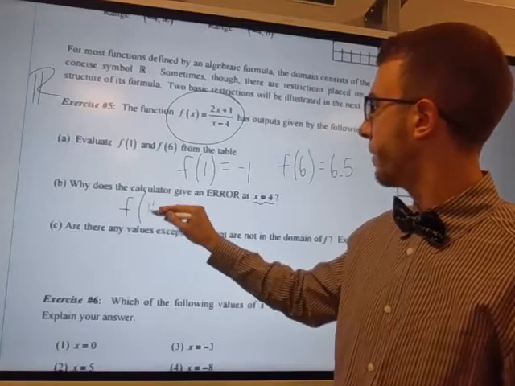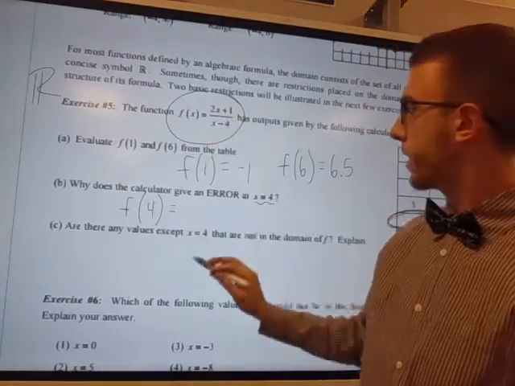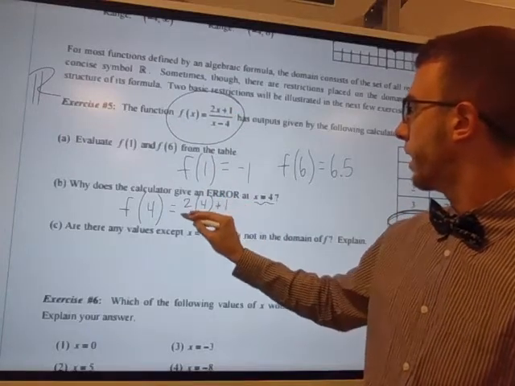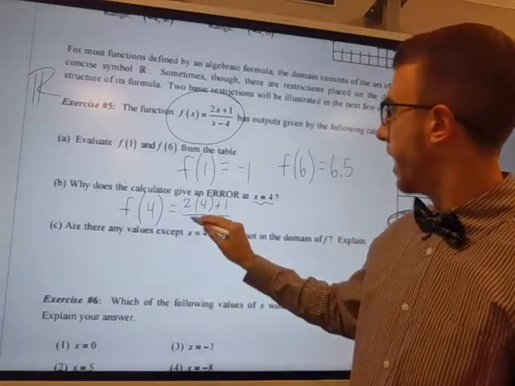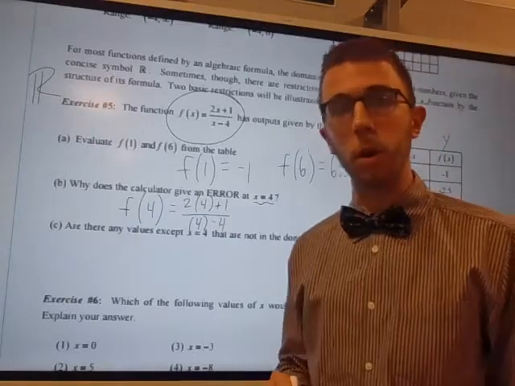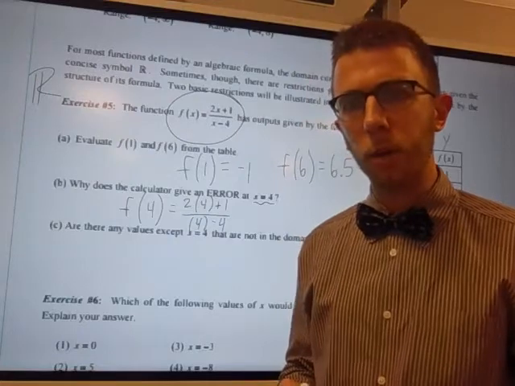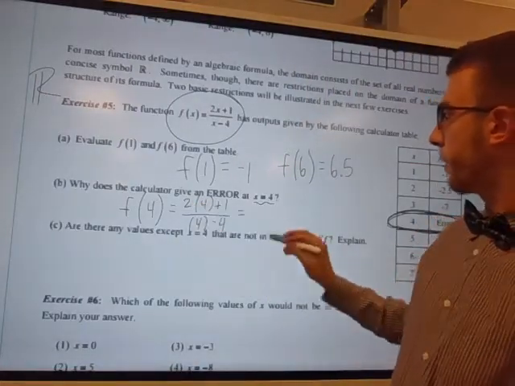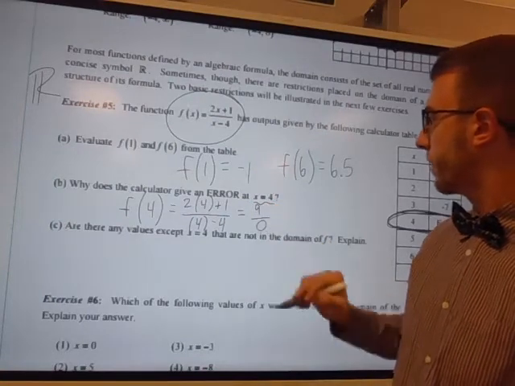Okay, so we take f of 4. That means we have to substitute 4 in for our x's. So I have 2 times 4 plus 1 in the numerator on top of that fraction. And then on the bottom, when I substitute in 4, I have 4 minus 4. Uh-oh. 4 minus 4. What does that equal? Well, 2 times 4 plus 1 gives us 9 over 4 minus 4, which is 0.